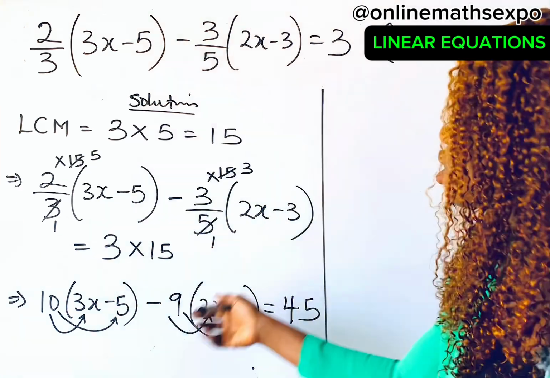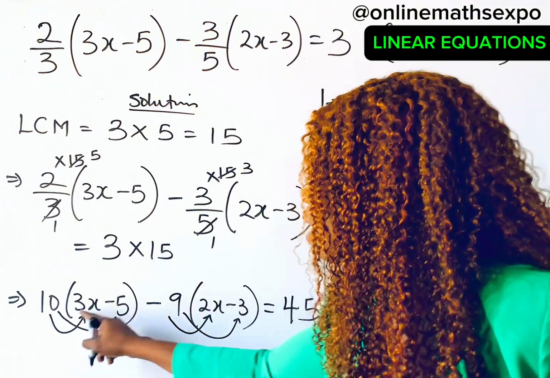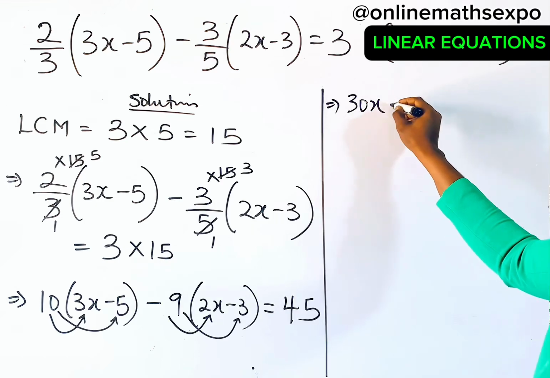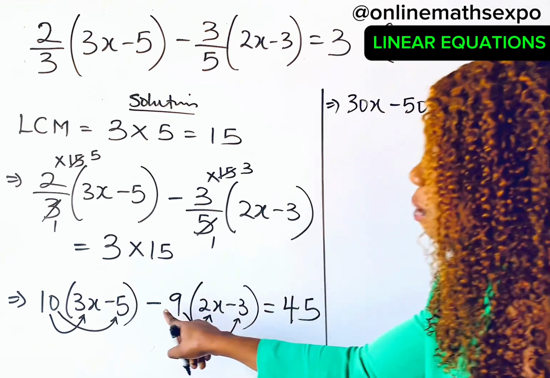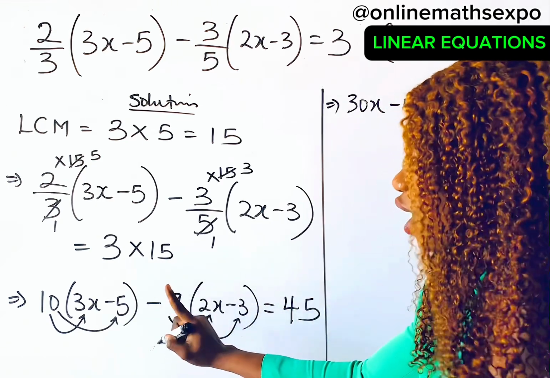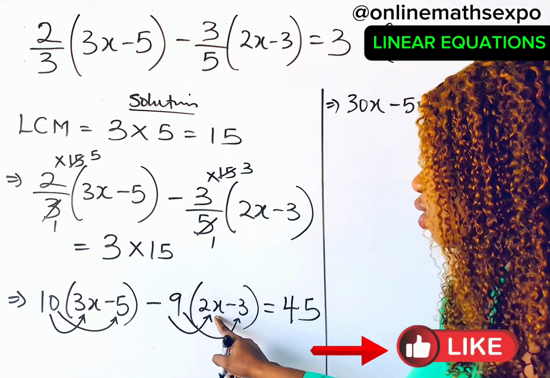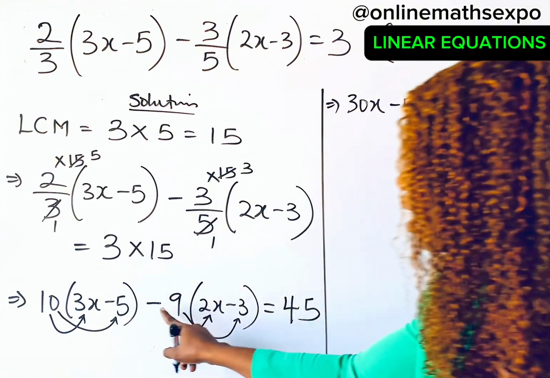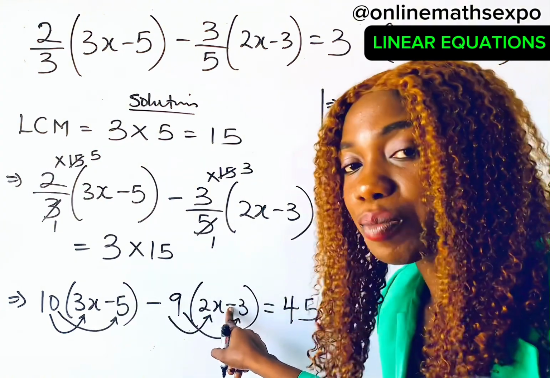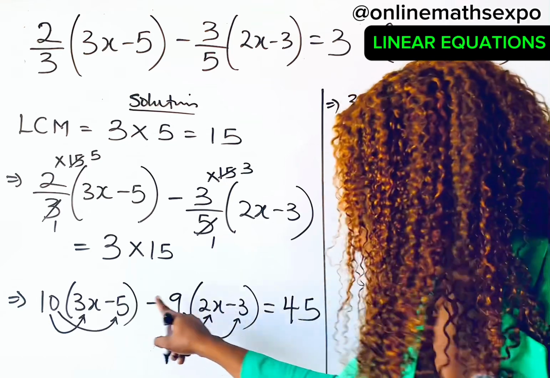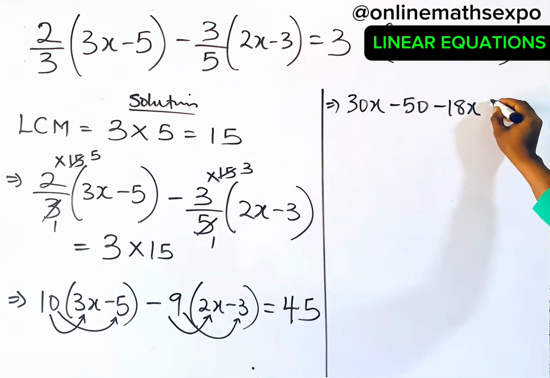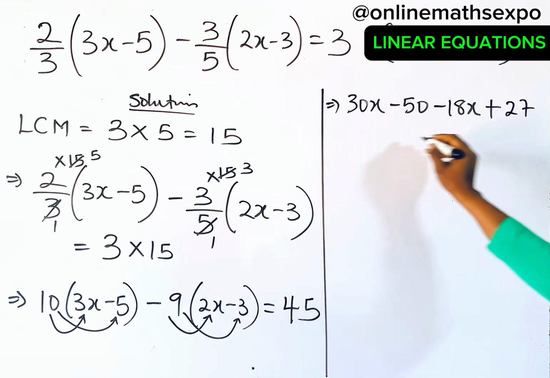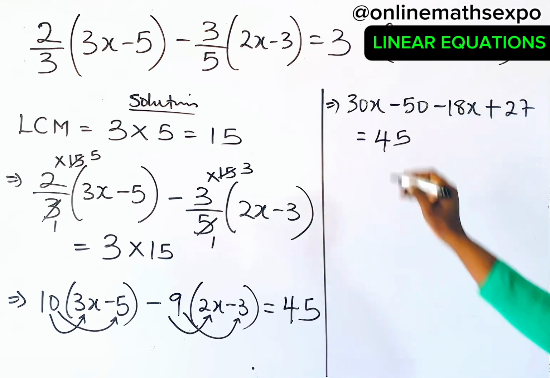Now to do that, multiply this and this, it gives you 30x. Multiply this and this, it gives you -50. Remember, this one has a negative, so be careful to multiply -9 and 2x, and that will give us -18x. Now, -9 will multiply the negative. Please be careful. Most students do this wrongly. Negative times negative, please write positive. And 9 times 3 will give us 27, and this is equal to 45.